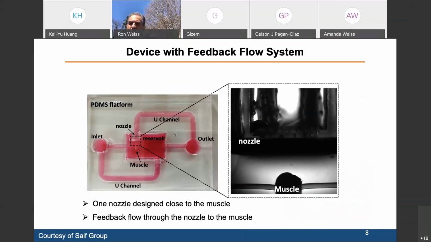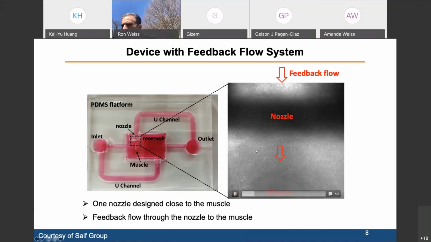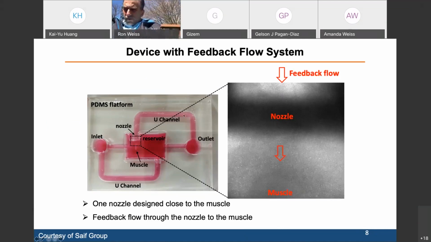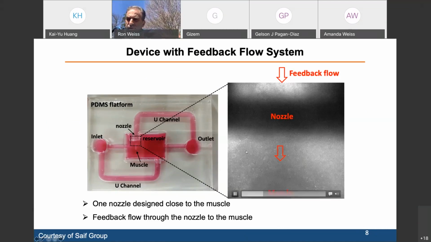Based on this idea, the Saif group has already demonstrated a feedback loop system, which we created with a U channel, and there's a nozzle here. In the video, we can see that this feedback flow can go into a reservoir in a certain direction, and it seems to work pretty well.